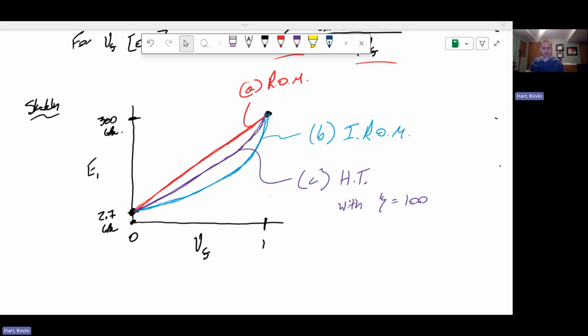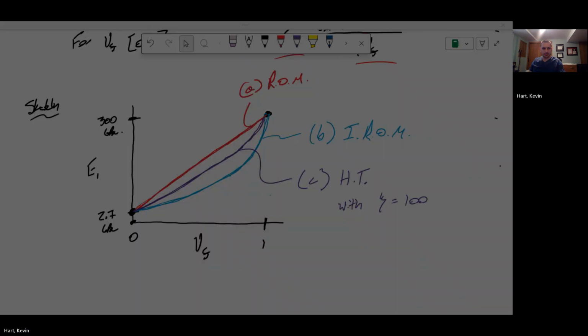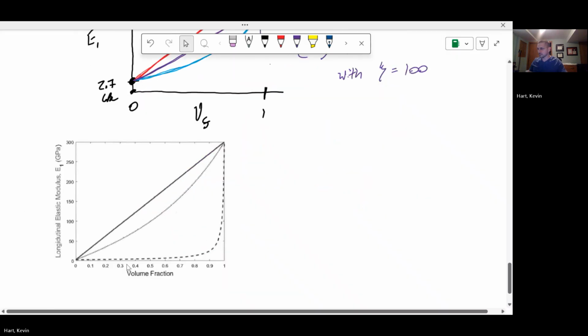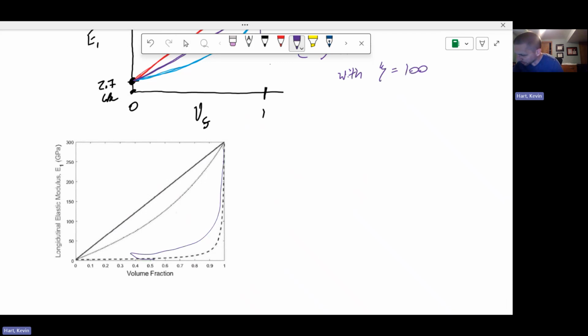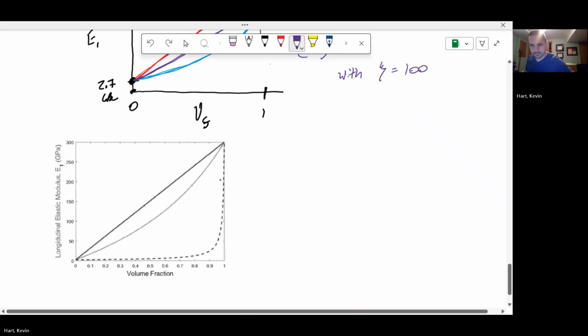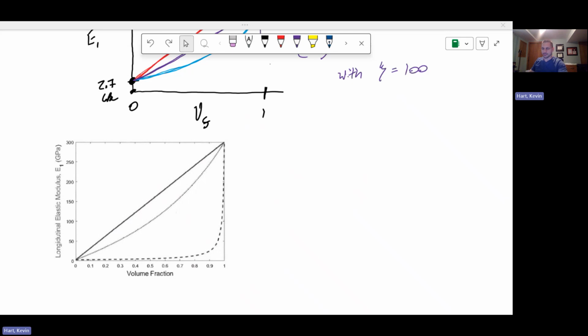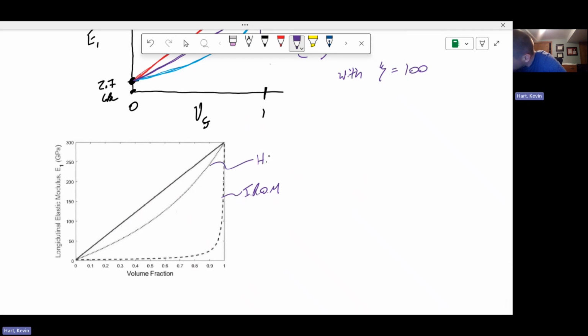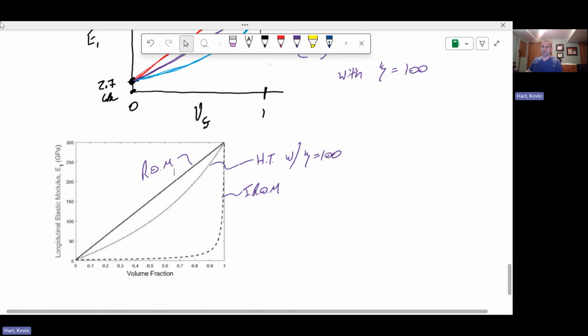Okay, here we are. This is what it should actually look like. This is much more exaggerated in the scoop portion, but this is generally what it would look like. This is inverse rule of mixtures. This is Halpin-Tsai with xi equal 100. And then this is a rule of mixtures here. All right, so that's number 3.